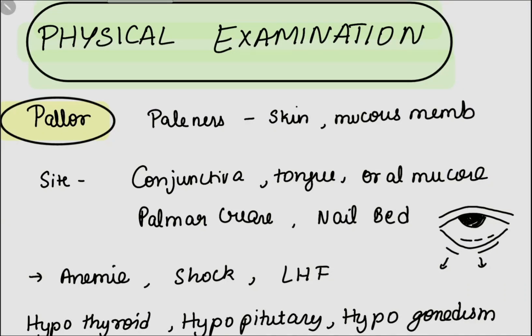Physical examination. In general physical examination, we look at pallor, icterus, cyanosis, clubbing, lymphadenopathy, generalized edema. So when you look at it, for pallor, we'll have to know at least 2 to 3 causes for each of these and how to examine.